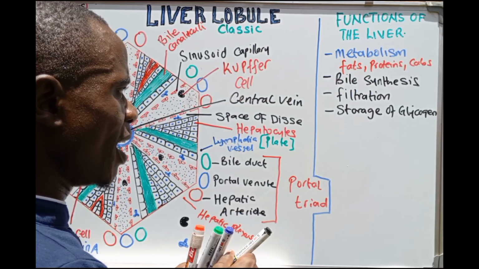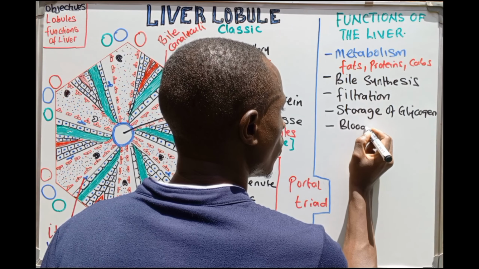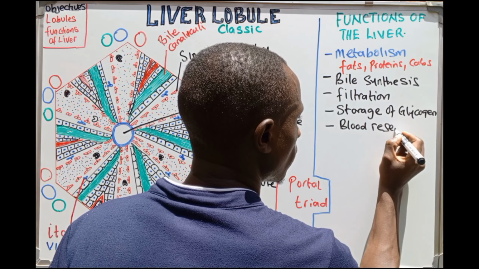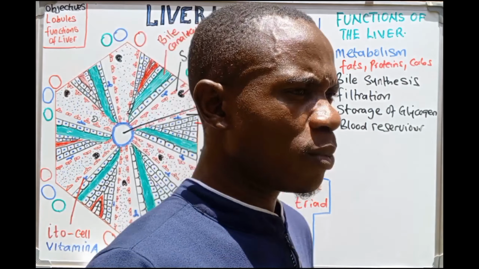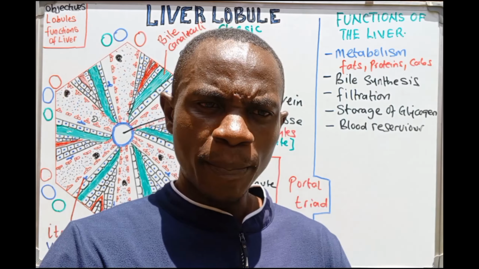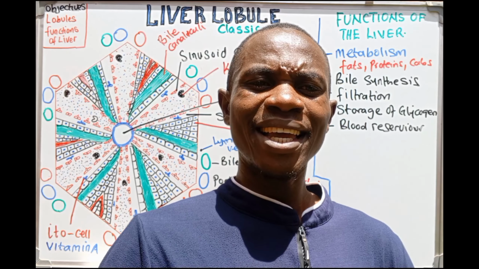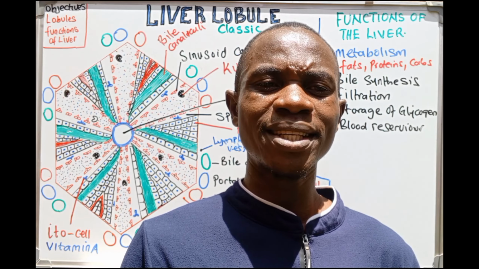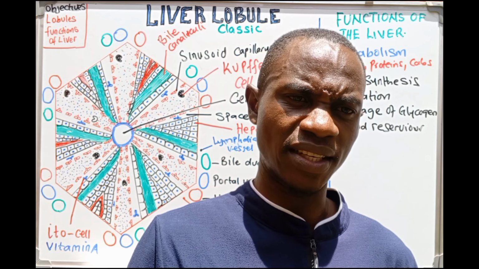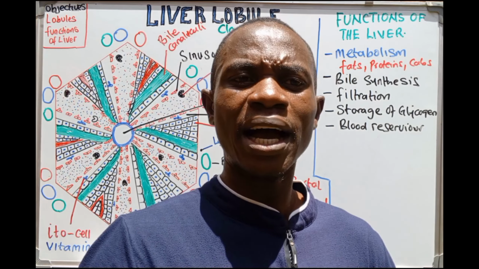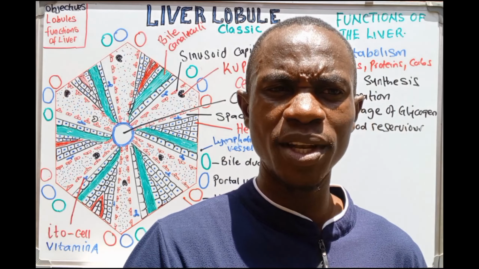Now, the liver also serves the role of a blood reservoir. There is a lot of blood which flows to the liver. The hepatic portal vein allows the passage of approximately 1,050 milliliters every minute, while the hepatic artery proper allows approximately 300 milliliters every minute.